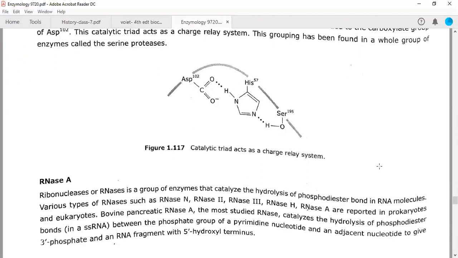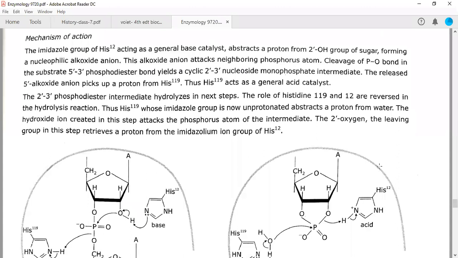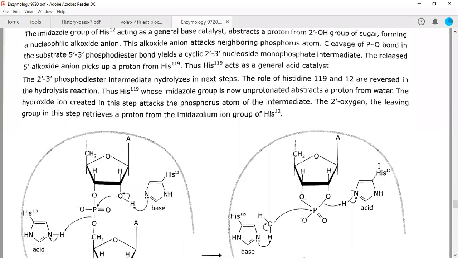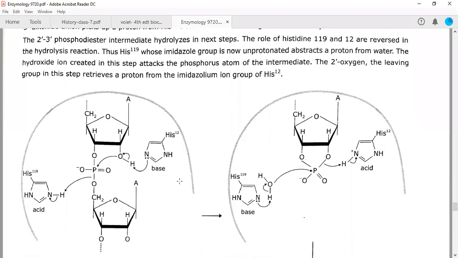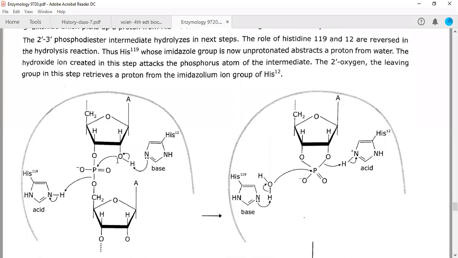Then we have discussed RNase A also. RNase A has two amino acids, both histidine. One histidine is present at the 12th position, and the second is present at the 119th position. They are involved in acid-base catalysis using the imidazole ring of these two amino acids. This ring in the histidine is called the imidazole ring, imidazolium ion.